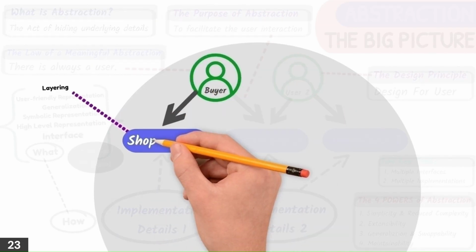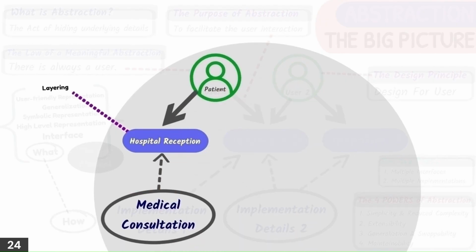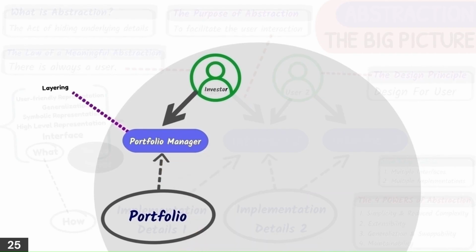Similarly, buyer, shopkeeper, shop items. Patient, hospital reception, medical consultation. Investor, portfolio manager, portfolio. All of these act as interfaces, providing a layer of abstraction between the user and the actual system. Now see this one.